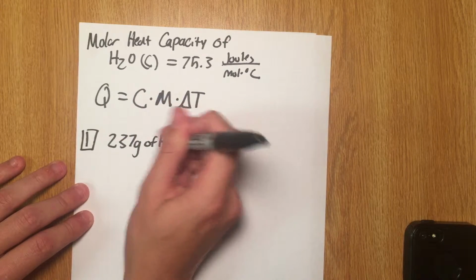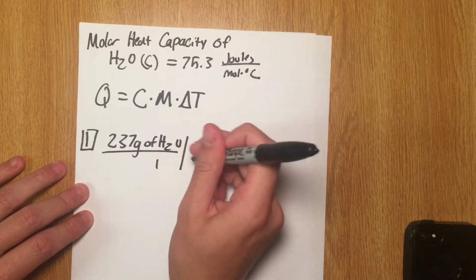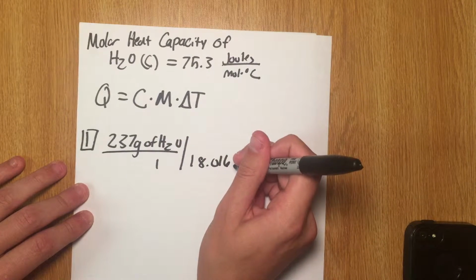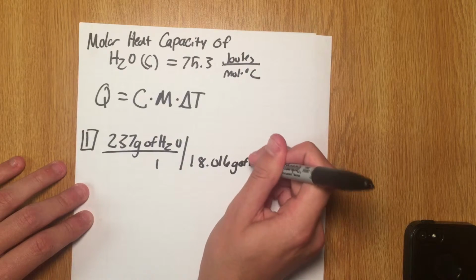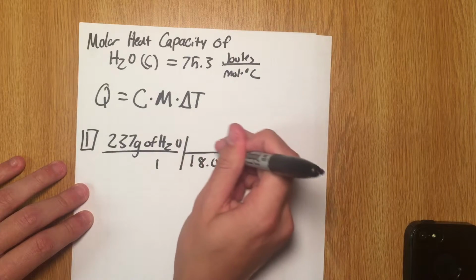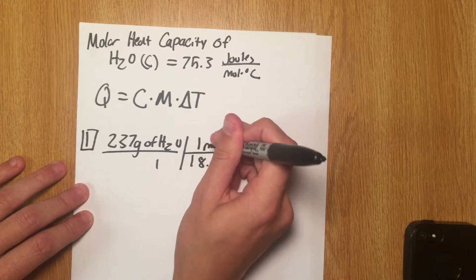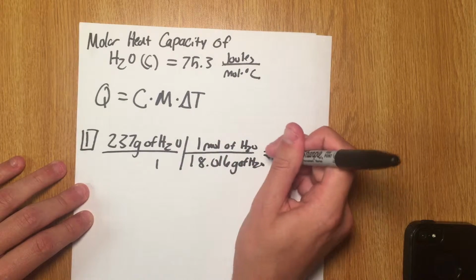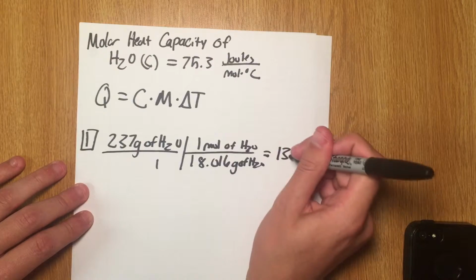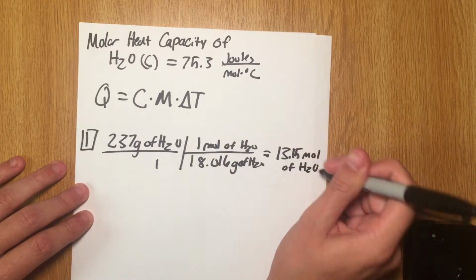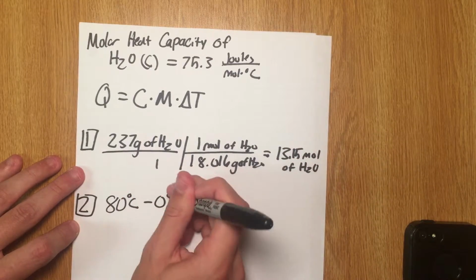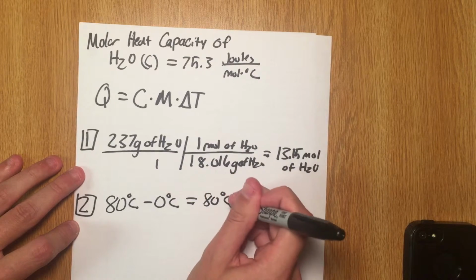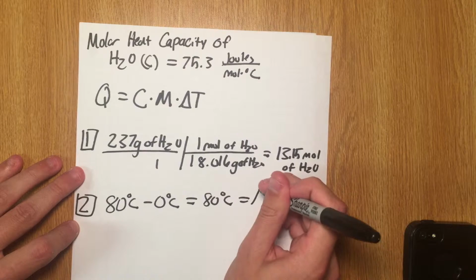Step 1. Convert 237 grams of water into the number of moles of water. We need to do this because we are given the specific heat capacity of water in joules per mole degree Celsius. To do this, you divide by the molar mass of water, which in this case will be 18.016 grams. Then, take the final temperature, which in this case is 80 degrees Celsius, and subtract the initial temperature of 0 degrees Celsius. This calculates the change of temperature, or delta T.